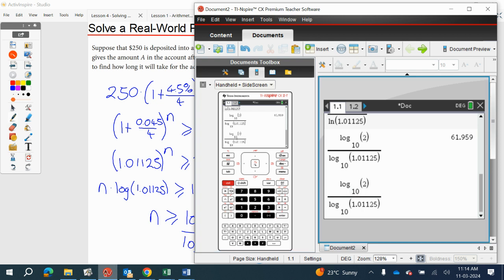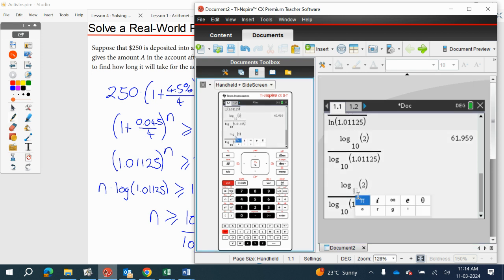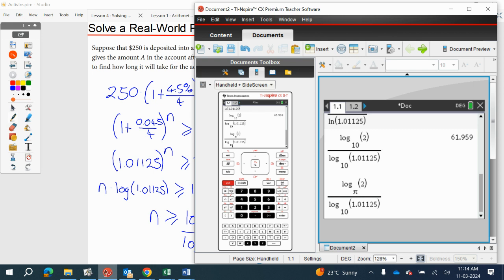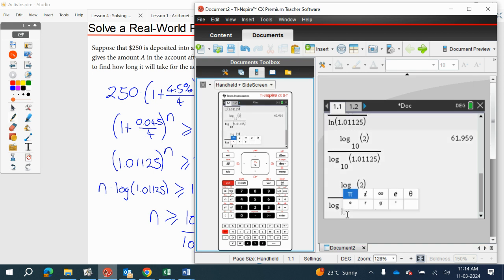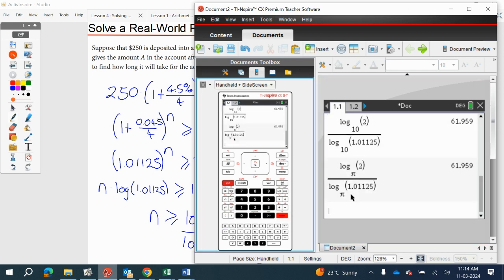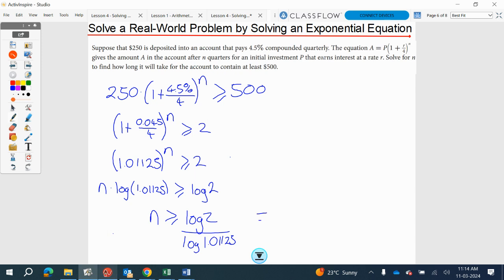So let's have pi as the base. Logs in base pi. We're still going to get the same answer. It doesn't matter. It's a ratio between these two. So we need it to be bigger than that. So that's going to be 62. It's not on the formula booklet, but I would normally provide it at this point.